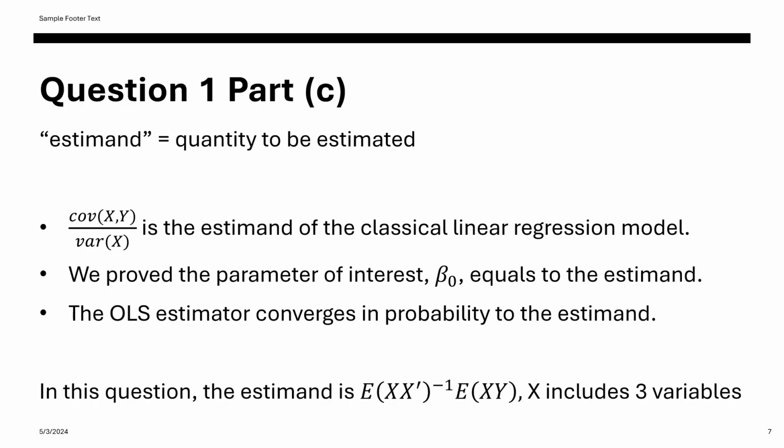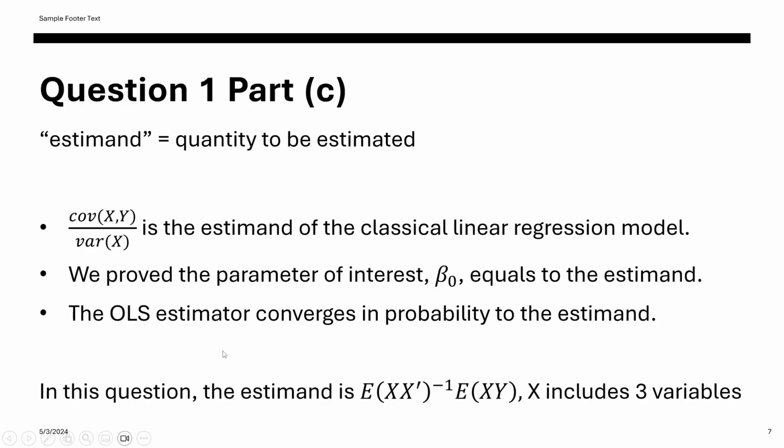And then the specification bias is the difference between the estimand and the parameter of interest, right? So still, the OLS estimator will converge to this guy. That is just the weak law of large numbers. That is still true, but it is different from beta 0. That is what you have to do. The difference is the specification bias you have to show. Okay.